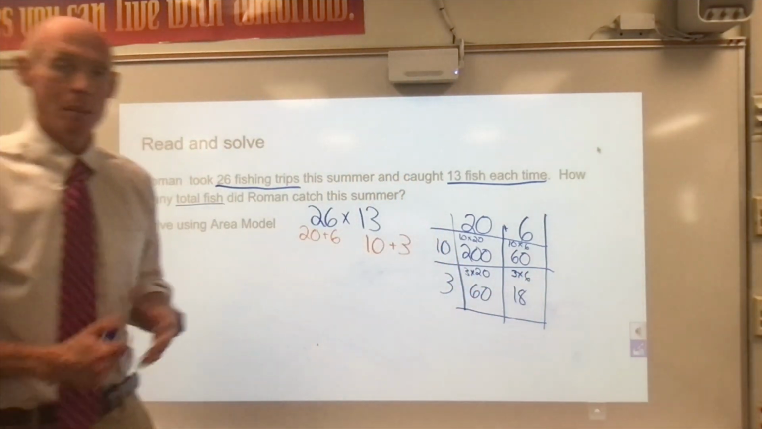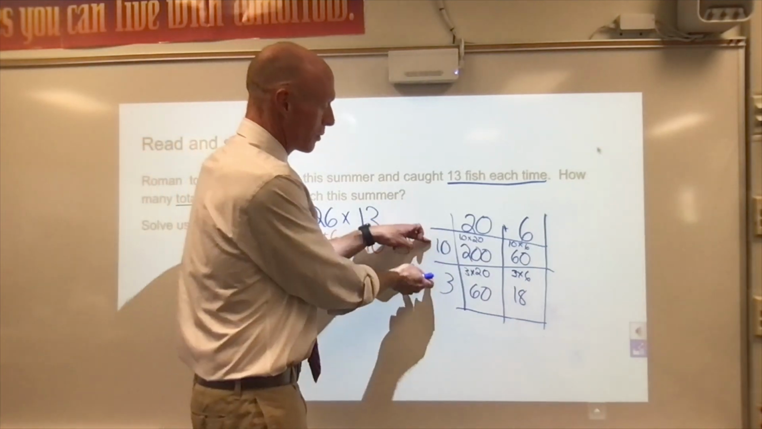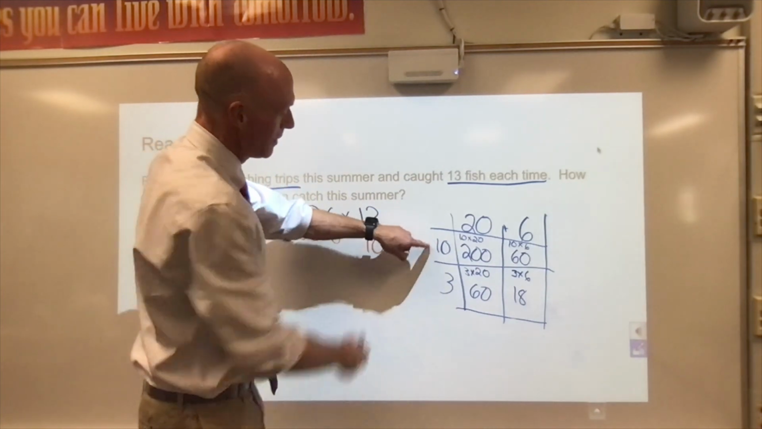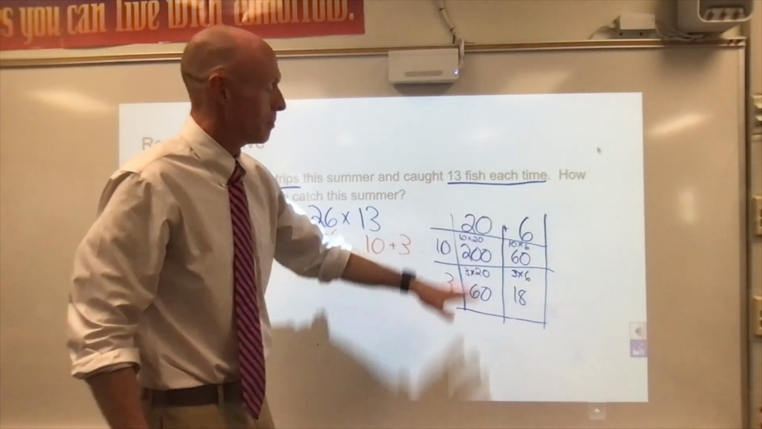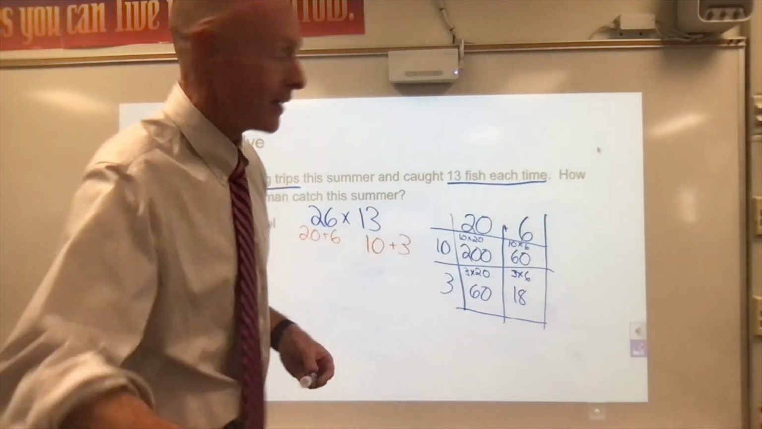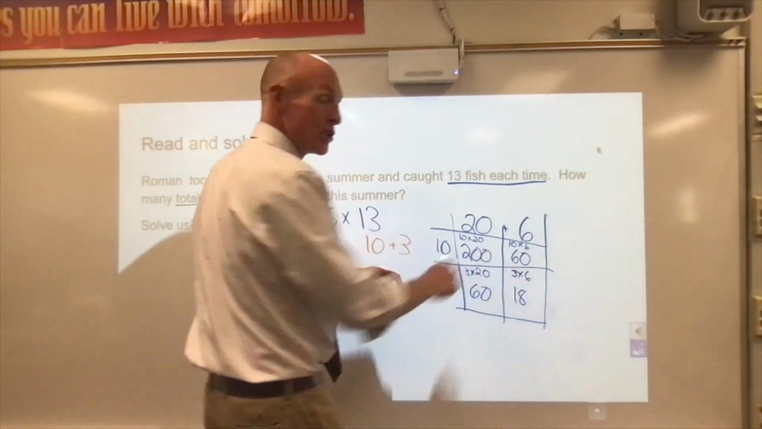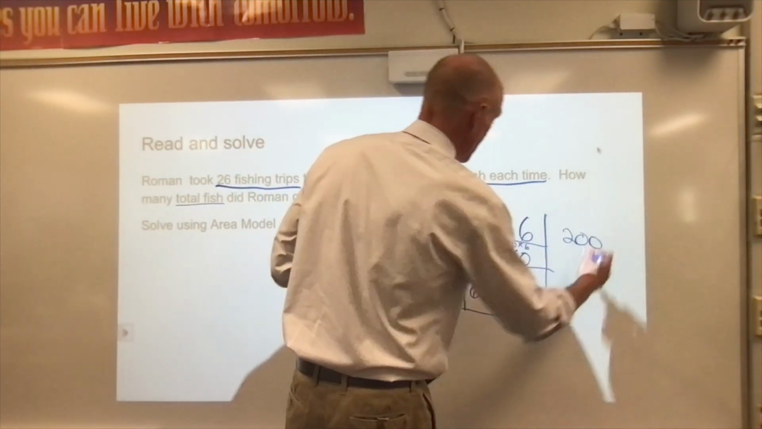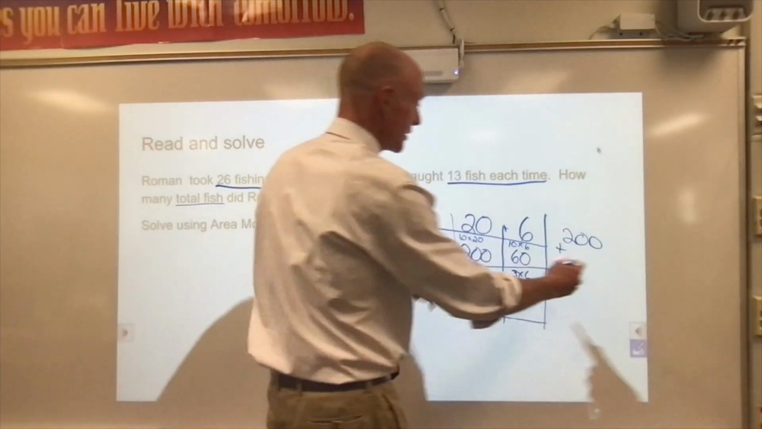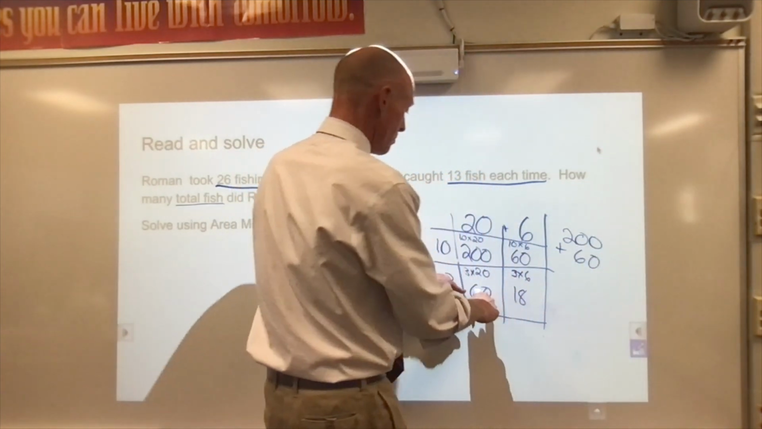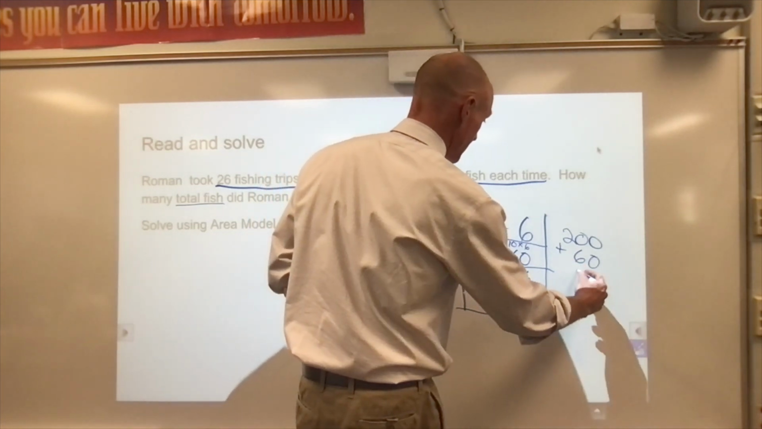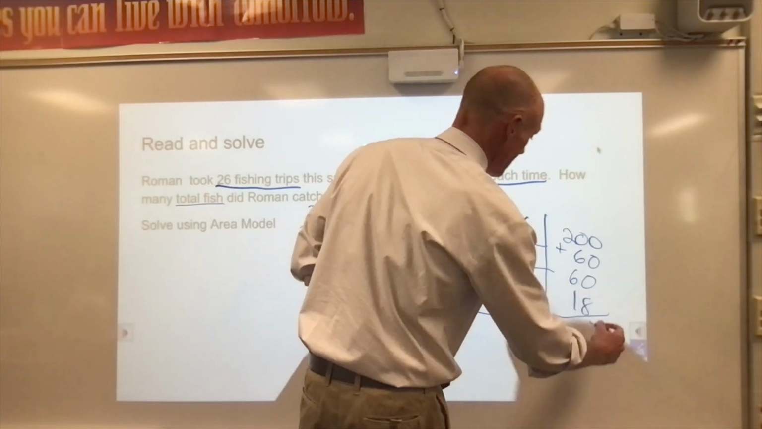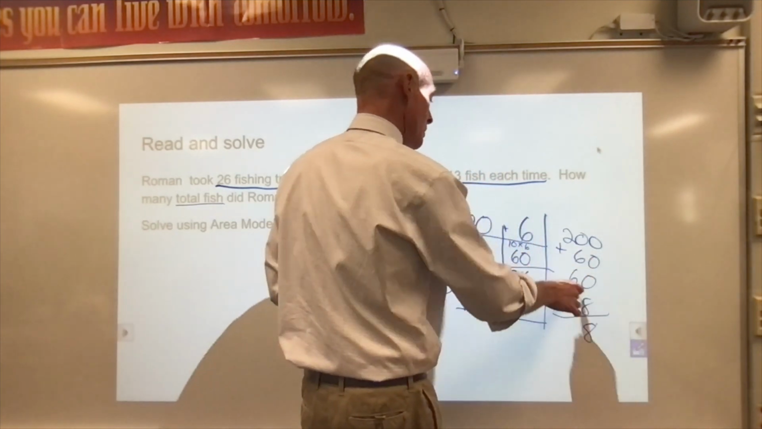Okay, so using double digit and the area model, you just break down the numbers: 20 and 6 for 26, 10 and 3 for 13. Multiply, boom, boom, boom. Last step, you guessed it, you got to add these up. So make sure you line up your place values. So that's a 200 plus 60 plus 60 plus 18. So that would be 8, 6, 12, 13.